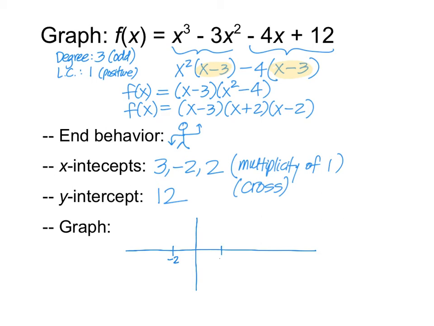-2, 2, and 3. Now looking at the end behavior, I can start my graph from the bottom. So I'm just going like this. Notice, like we said earlier, all the x-intercepts are clean crosses. And as you can see, my graph matches the end behavior that I'm supposed to have. All right, and then maybe I should also label the y-intercept here as 12. Okay, so there it is.